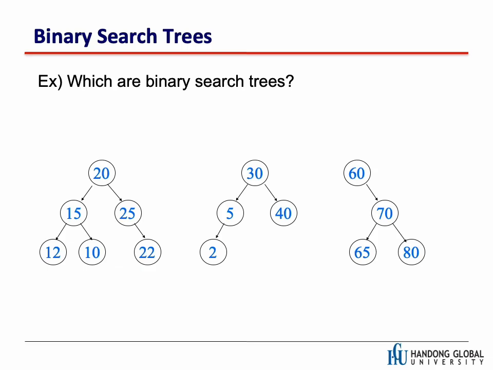How about the third one? 60 is smaller than 70, and 70 is larger than 65 and smaller than 80. So this one is a binary search tree, okay? And this one is not a complete binary tree, okay? And then this one is not the max tree, but this one is a binary search tree.